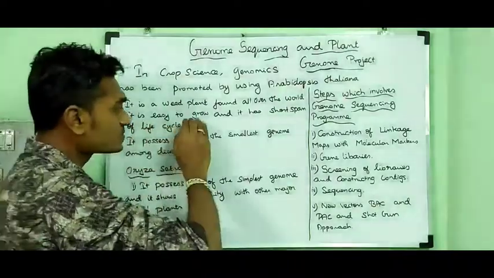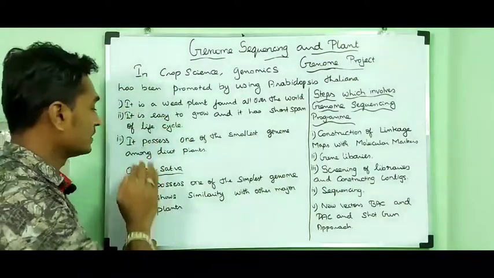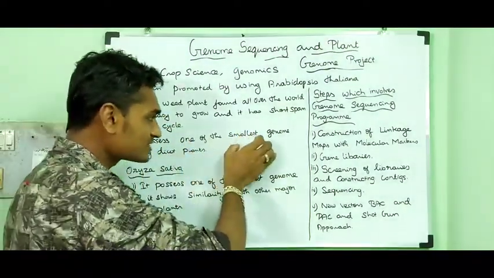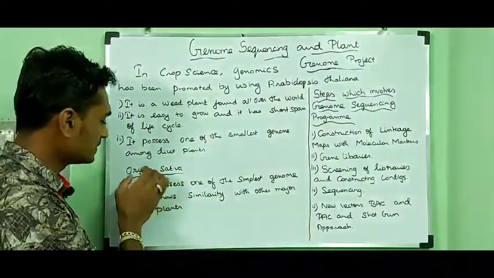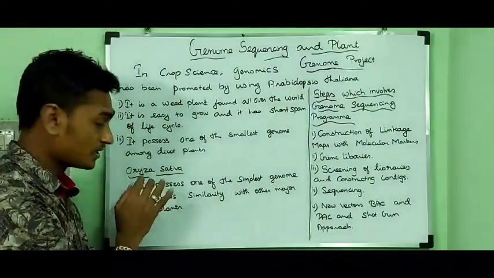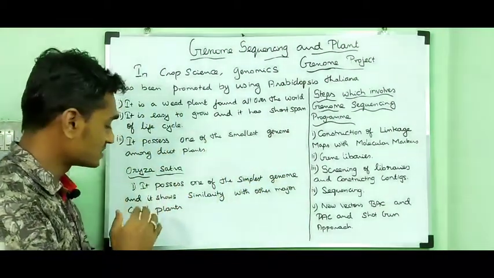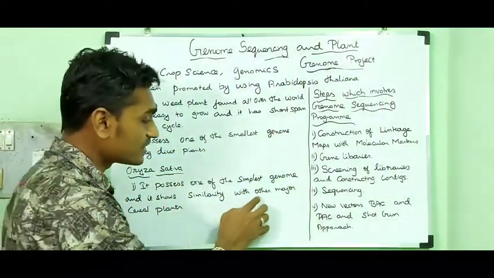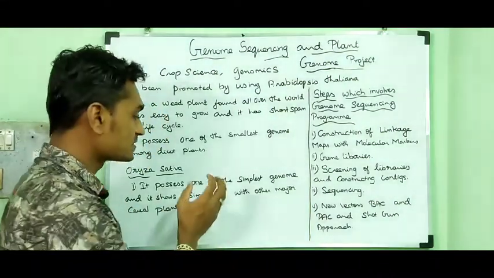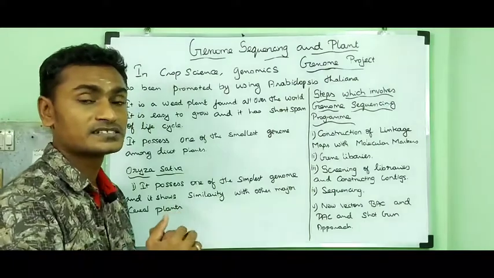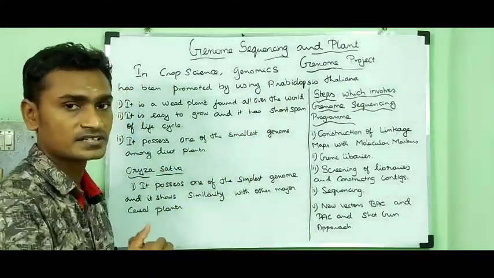Then it is easy to grow and it has short span of life cycle. It possesses one of the smallest genome among dicot plants. Then Oryza sativa possesses one of the simplest genome among monocots. It shows similarity with other major cereal plants. So these are the reasons why scientists have chosen Arabidopsis thaliana and Oryza sativa.